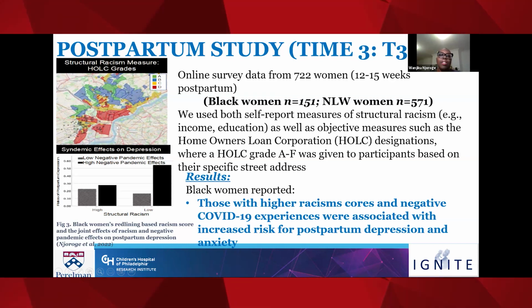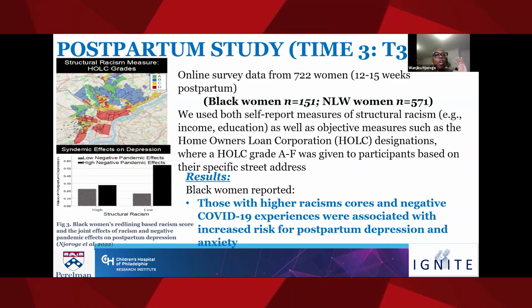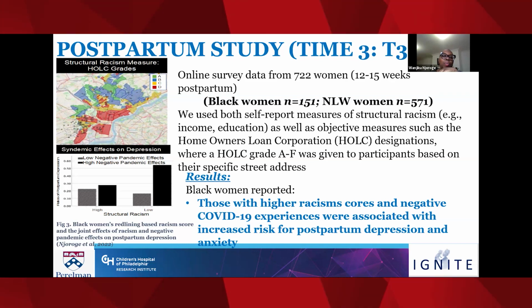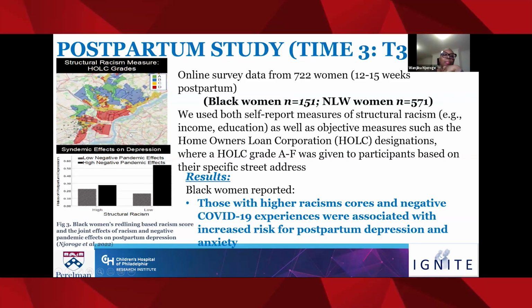mapping the women from our study onto these historical maps. And of no surprise, the majority of our Black women were living in these areas that had been deemed hazardous, which is what the redlined neighborhoods were back in the 30s. And here in 2020, when these women were initially recruited into the pregnancy study, and then again when they were followed, the majority of them were still living in neighborhoods that had been redlined.